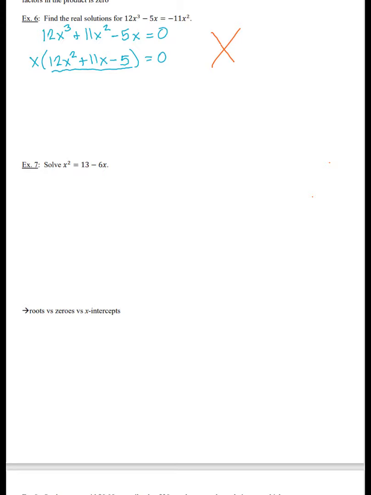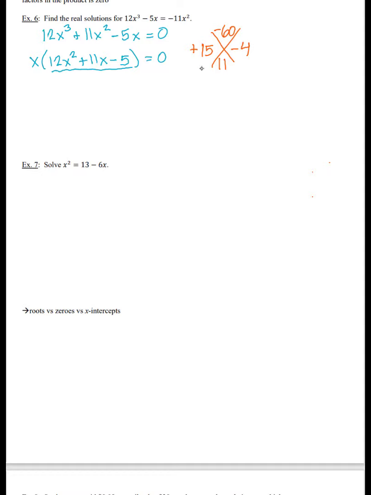where we do the a times c to fill out the top. So 12 times negative 5 would be negative 60, and then the b, positive 11, would go on the bottom. We need two numbers whose product is negative 60, so a positive times a negative, and then they need to add to the 11. So we need 11 more positives than negatives. So it looks like that would be positive 15 and negative 4.